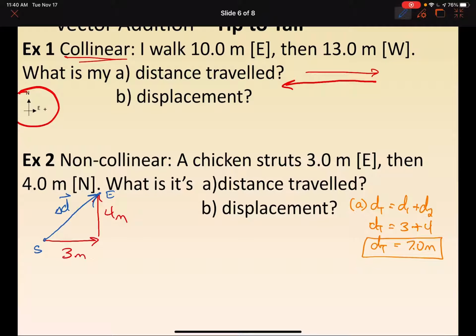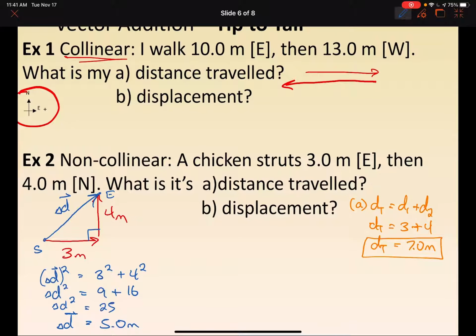Now I can use any math that is valid and I know about. In our case, this looks a lot like a right angle triangle. I'm going to use Pythagoras. So using the Pythagorean theorem, I'm going to say d squared is equal to 3 squared plus 4 squared. That's 9 plus 16. D squared is 25. Take the square root of both sides. Delta D is 5 meters, 5.0 meters.